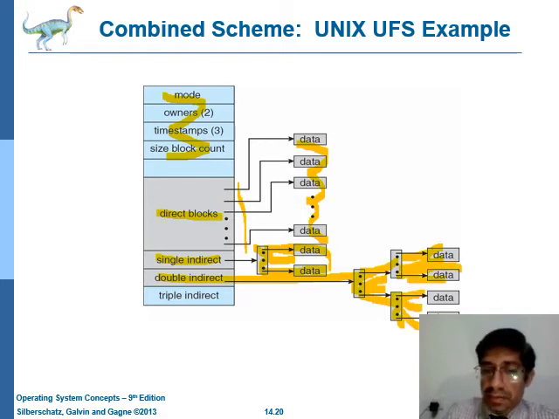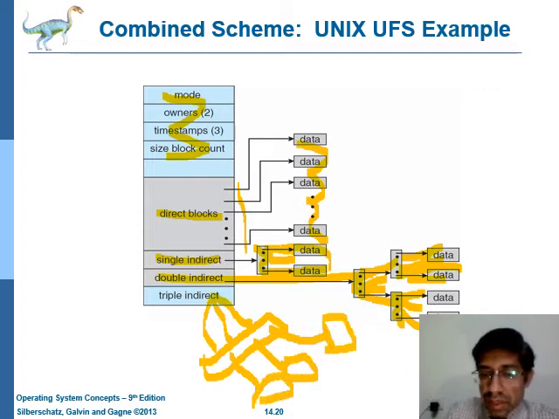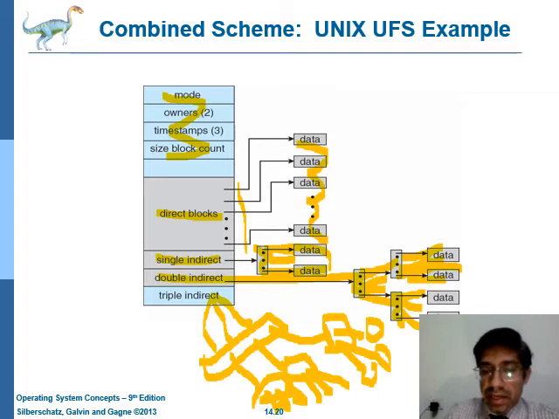And in the same way, when it comes to triple indirect, it will point to one triple index table. Then these will point to one more level of index tables, and these index tables would further point to one more layer of index tables that will eventually lead to data, data, and data. So this is how the data blocks would be mapped.